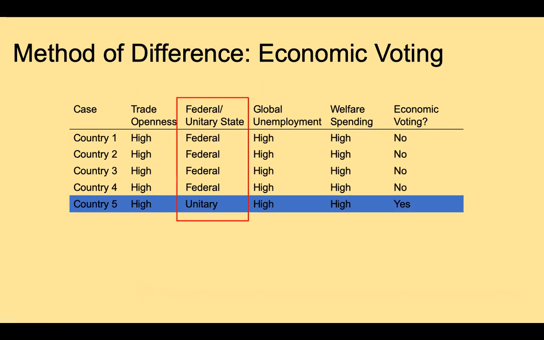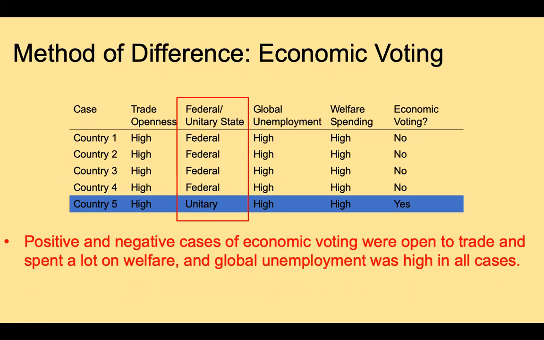And if you've highlighted the federal unitary state variable, that is correct. That's what I picked out as well, and what I intended for you to pick out when I created this generic hypothetical data. And what I did when I went through this and carried out this little exercise is I picked out the following. Both the positive and negative cases of economic voting were open to trade and spent a lot on social welfare. And global unemployment was high in all of those cases.